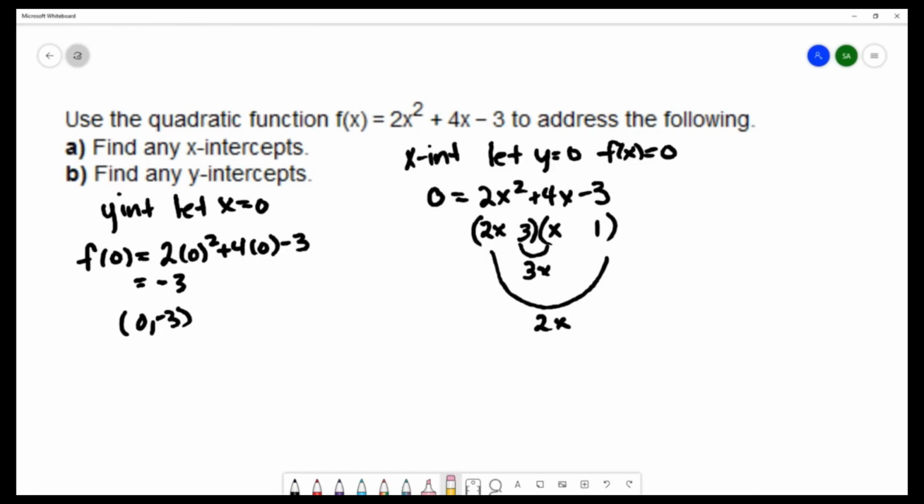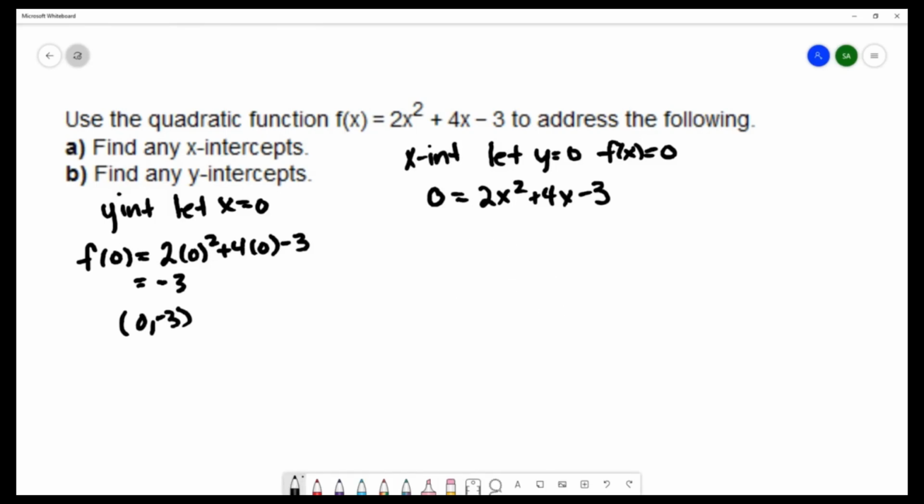I have another option. I could change this 3 and 1, and that would give me an inside of 1x and an outside of 6x. However, I still am not able to combine x and 6x to get the 4x that I need. So this tells me that factoring is not going to work for this quadratic. So let's use the quadratic formula.